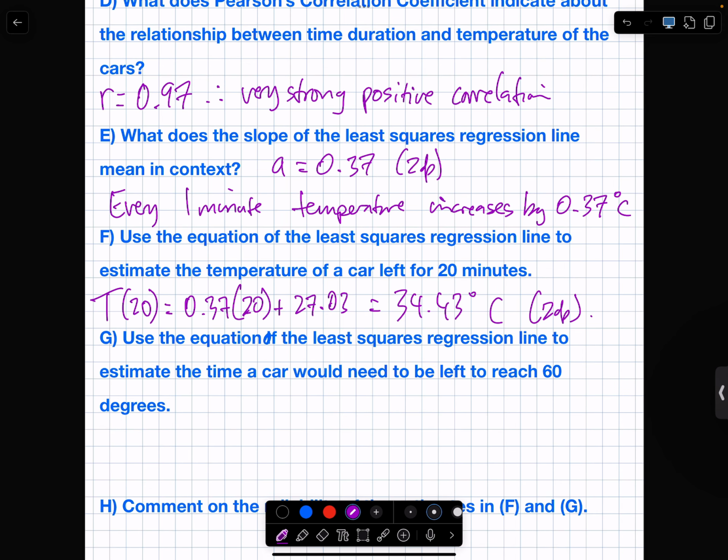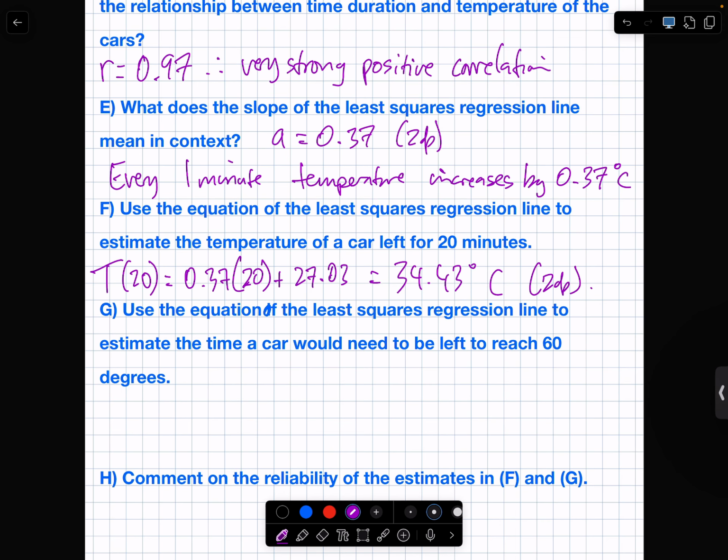Use the equation of the least squares regression line to estimate the time a car would need to be left to reach 60 degrees. This is different because it's telling me the temperature. My equation is the temperature equals 0.37 times duration plus 27.03. Which of these letters do I know in question G? Is it T that I know, or is it the D this time? No, D was this one. I knew it was 20 minutes. This question is telling me the temperature was 60. So my equation this time looks like this: 60 equals 0.37D plus 27.03.